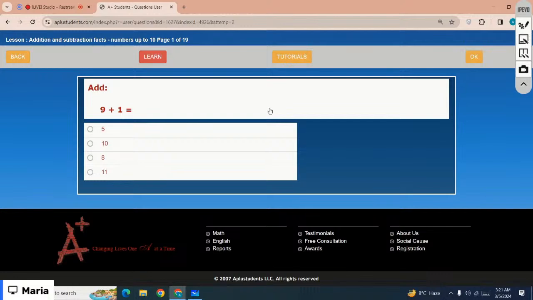Add: 9 plus 1 equals. 9 plus 1 equals, you simply have to add. So 9 plus 1 is, the correct option is 10. 9 plus 1 equals 10. You have to add. So 9 plus 1 is 10.